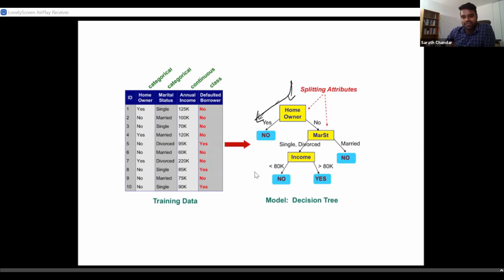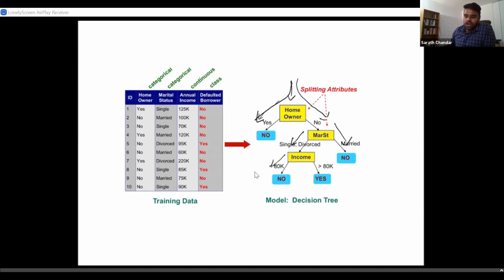If he doesn't have a home, then the decision tree asks you to go to the right side. Now you check the marital status. For some reason, this decision tree thinks that if the person is married, he will not default, so he will pay the loan properly. If he's not married, if he's single or divorced, then you check the income. If the income is less than 80K, he will not default. If the income is more, he defaults. It's a weird rule, but this is one example classifier, a decision tree.